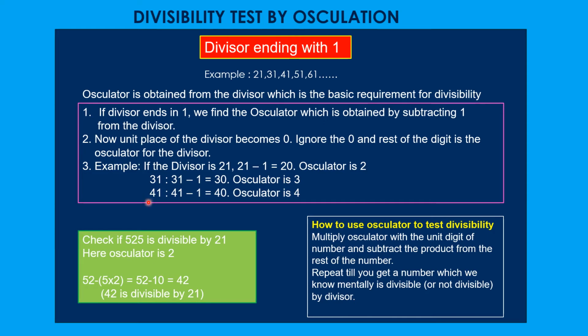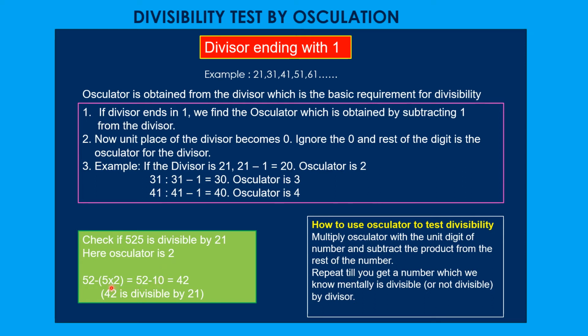So let us take an example and see how this osculator is used to check the divisibility of a number. Check if 525 is divisible by 21. So here your osculator is 2. How are you going to use this osculator 2 to check the divisibility? What you do is you multiply the osculator with the unit digit of the number. So in 525 the unit digit is 5. So you multiply 5 with the osculator 2 and subtract the product from the rest of the number.